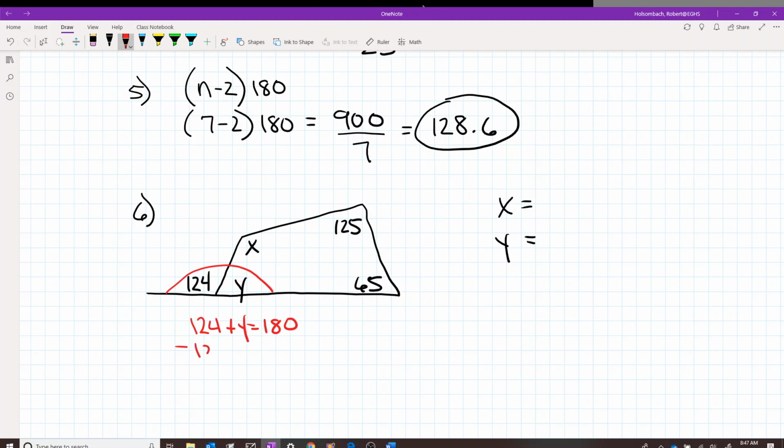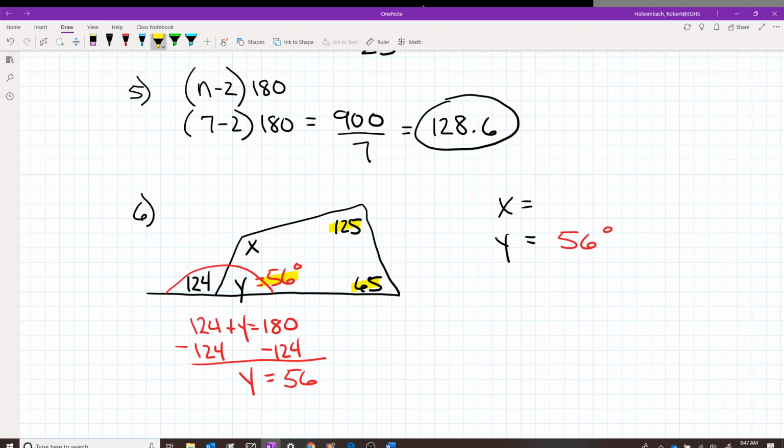So if you subtract 124 from each side, then your y is equal to 56. So if this y right here equals 56 degrees, now you have 3 angles out of 4 in a quadrilateral.